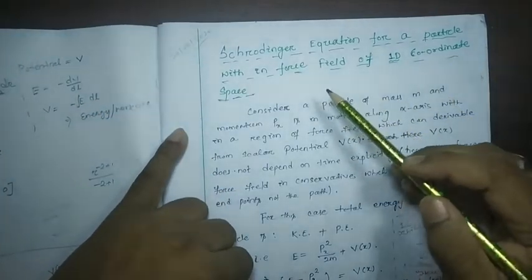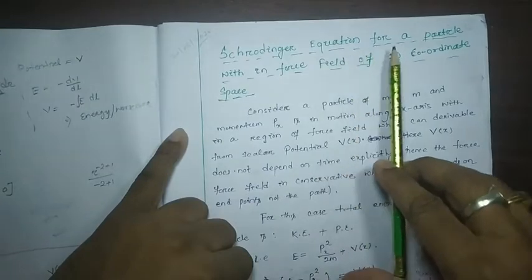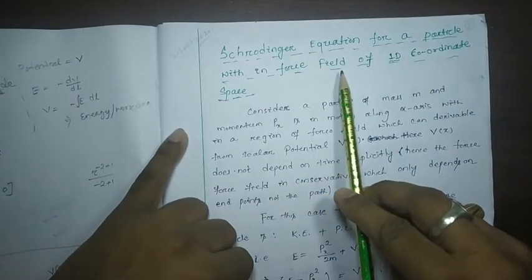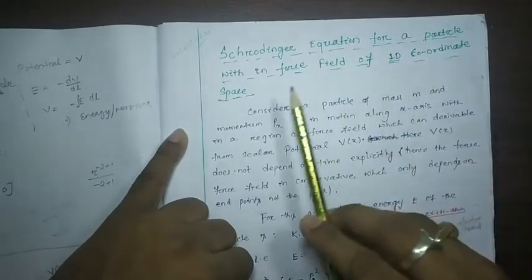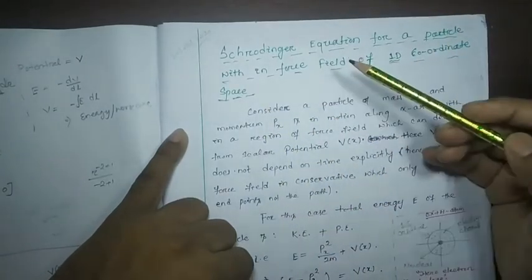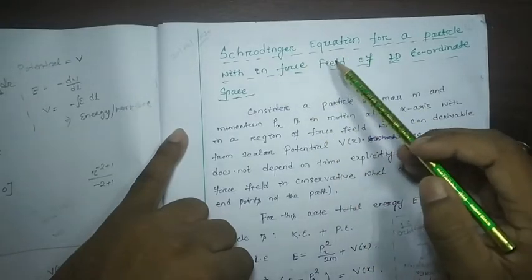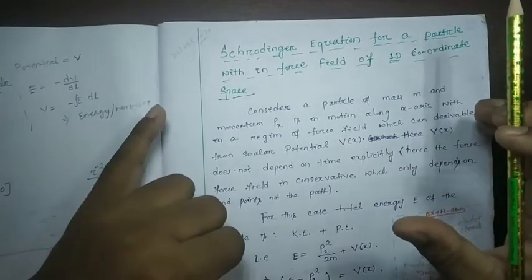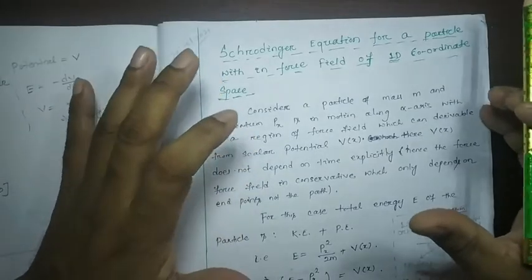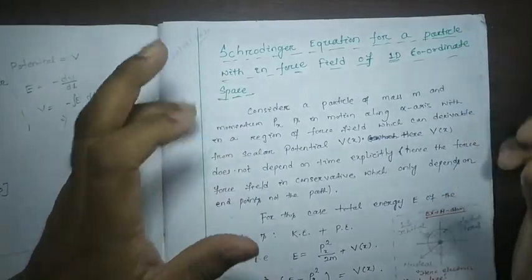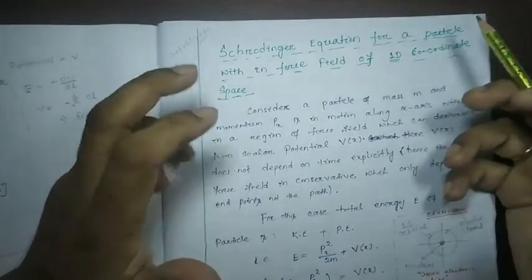Today we are going to discuss the Schrodinger equation for a particle within a force field in 1D coordinate space. That means we are trying to find the Schrodinger equation when the particle is in a bound state or in a force field, or we can say in an attractive field or repulsive field, like that.